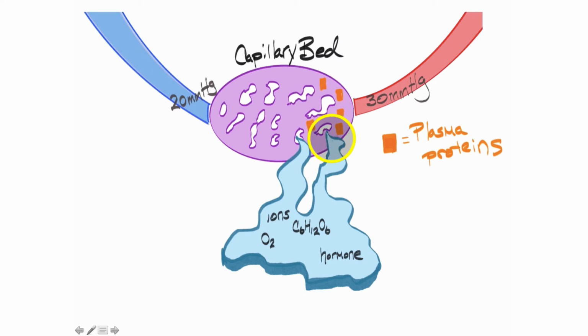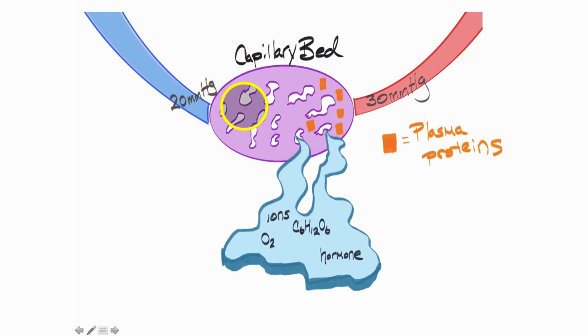Plasma proteins are too large to leave the capillary bed. Certainly there are some proteins that do leave the bloodstream via the capillary bed, via exocytosis, but we're not concerned about those. We're talking about these plasma proteins, which I have drawn in orange right here. They are not going to be filtered, and filtered is the movement of substances from the capillary bed into the interstitial fluid. The plasma proteins will not get filtered via this bulk flow because they are too large.